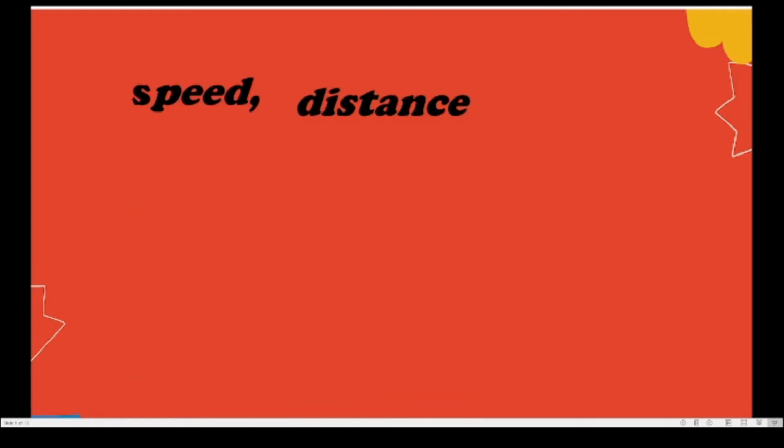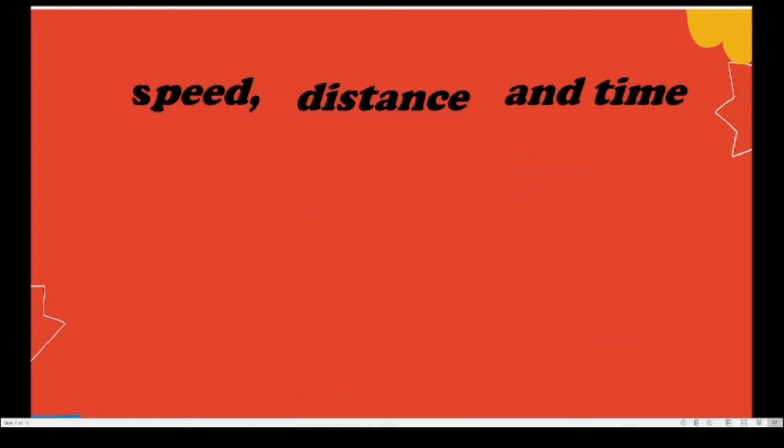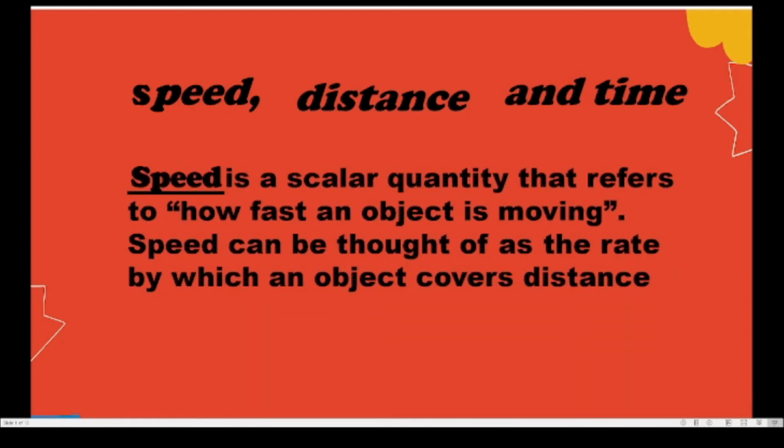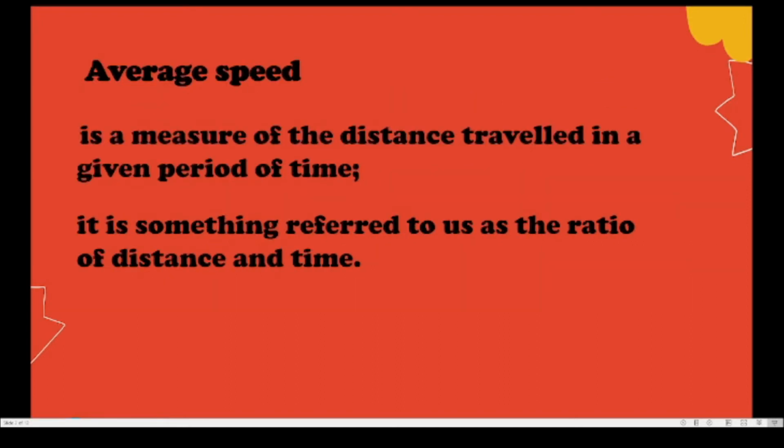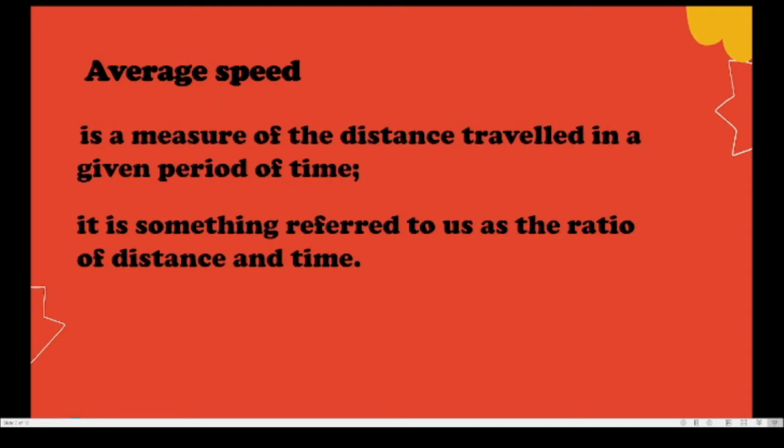Speed, distance, and time. Speed is a scalar quantity that refers to how fast an object is moving. Speed can be thought of as the rate by which an object covers distance. Average speed is a measure of the distance traveled in a period of time. It is sometimes referred to as the ratio of distance and time.